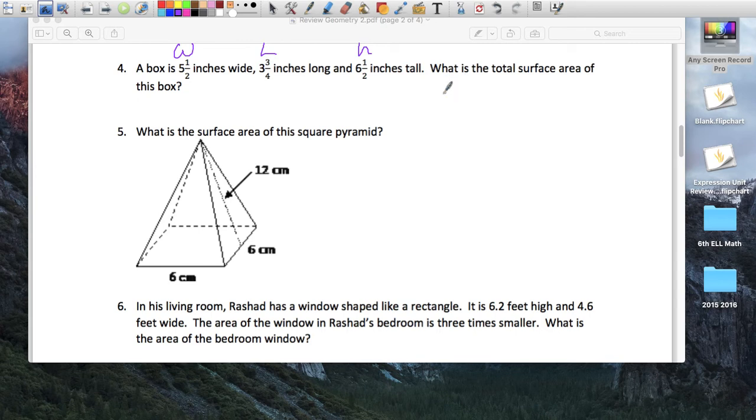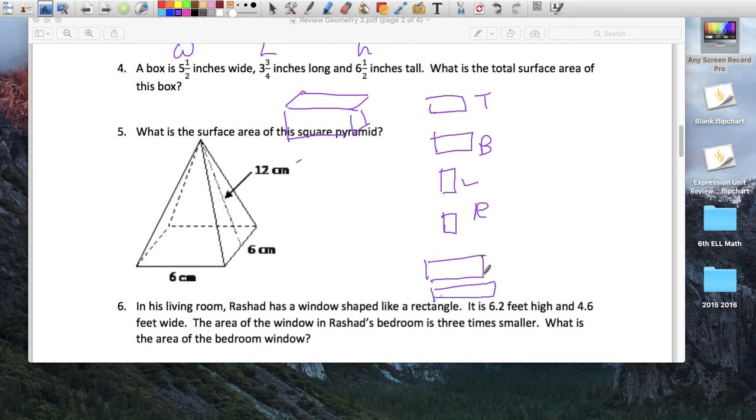Surface area, again, there are two ways of doing it. I'm not going to do it the long way, where you can draw a prism here. You know that a rectangular prism has 6 faces, so you can draw all 6 faces: top, bottom, left, right, front, back, and find the area of each of these rectangles. Then add them all up, which is how we started the unit.